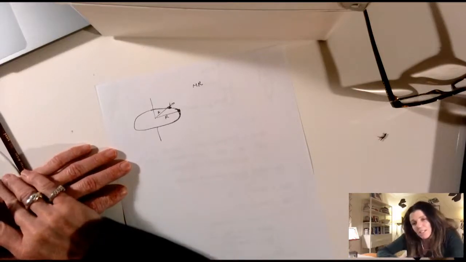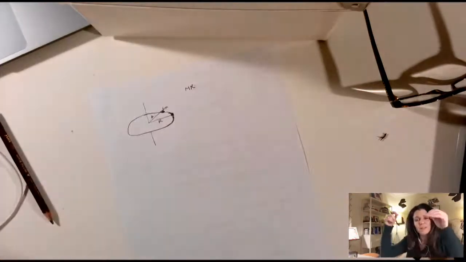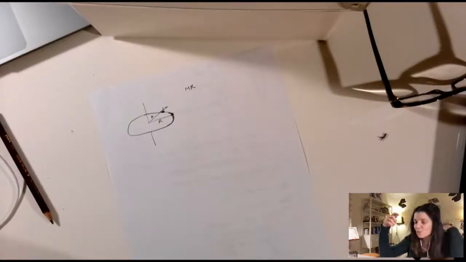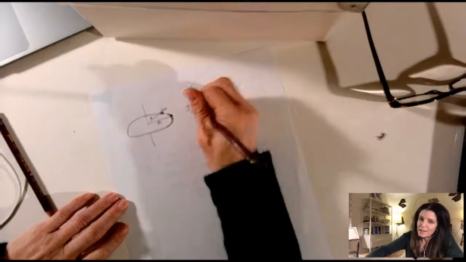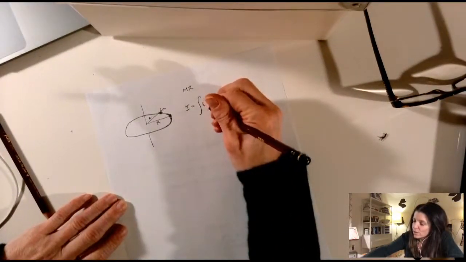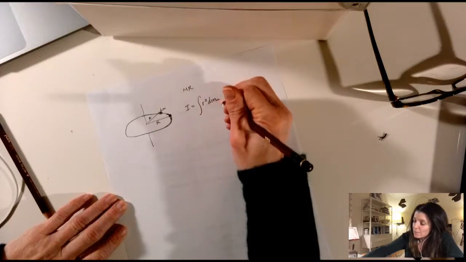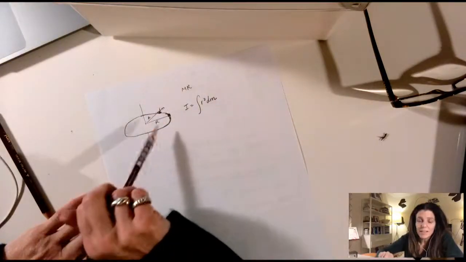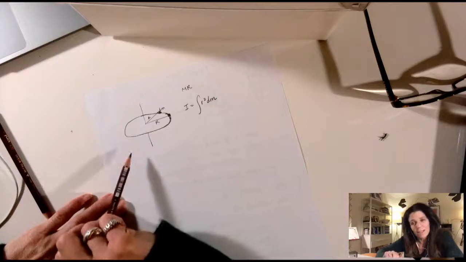And this one actually is pretty cool because there's a symmetry here that prevents you from having to do anything fancy. So let's just start out by writing the integral. I equals the integral of r squared dm over all the little dm's. We're going to do it for every little dm and add it up.